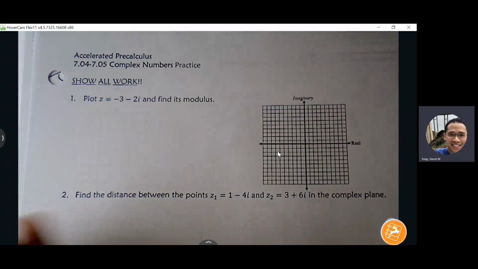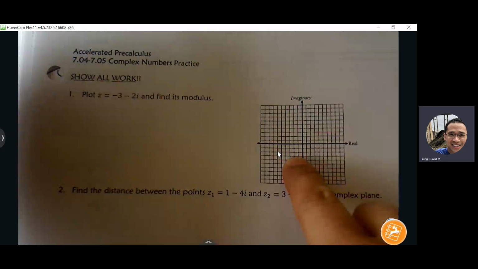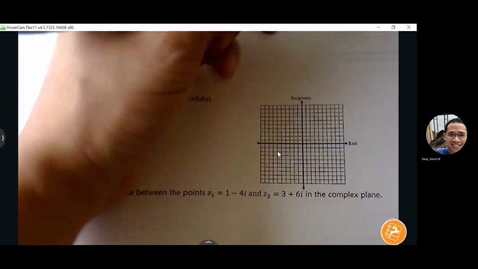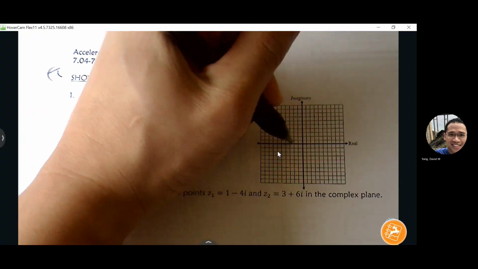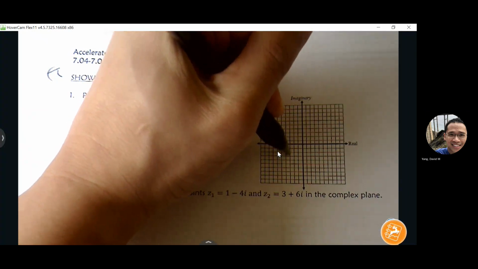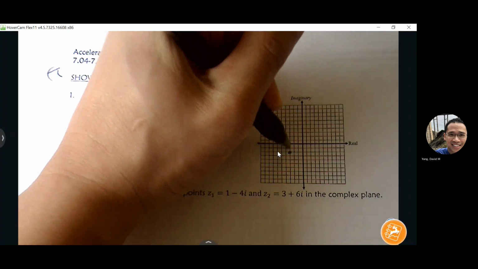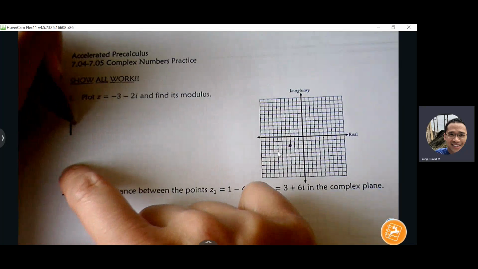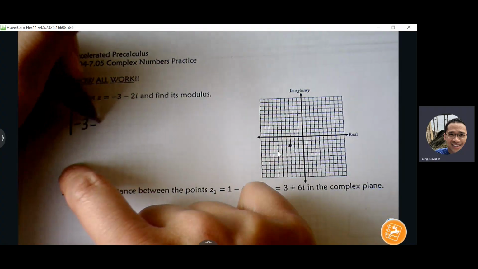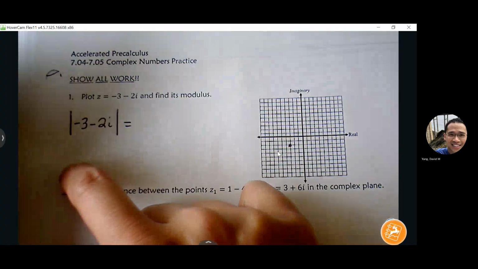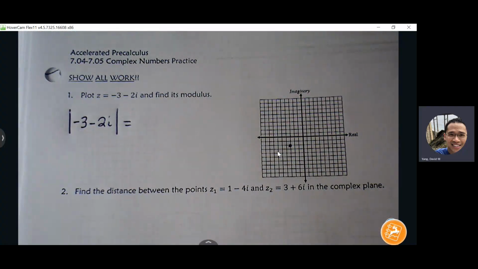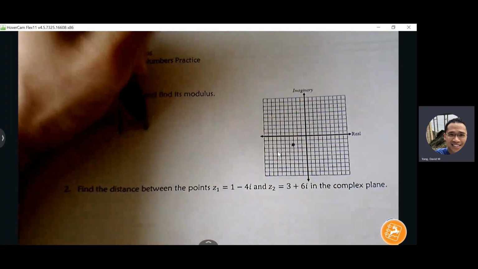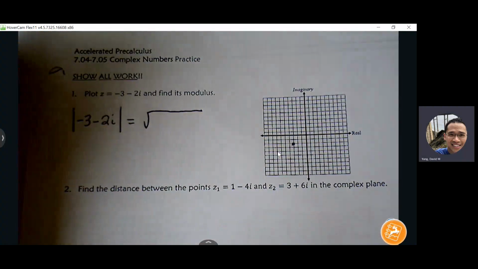Okay, so number 1, it says plot -3 minus 2i and find its modulus. So just plot it like how you would a normal ordered pair. Modulus just means distance or magnitude. So go ahead and put it in absolute value bars to indicate what you're about to do. And then the formula is Pythagorean theorem. Imagine you're just finding the hypotenuse.